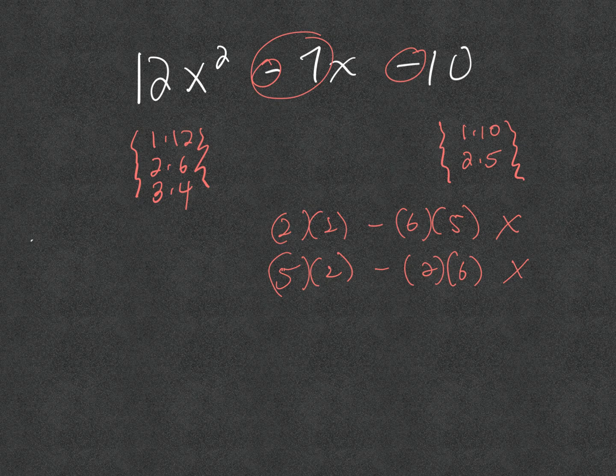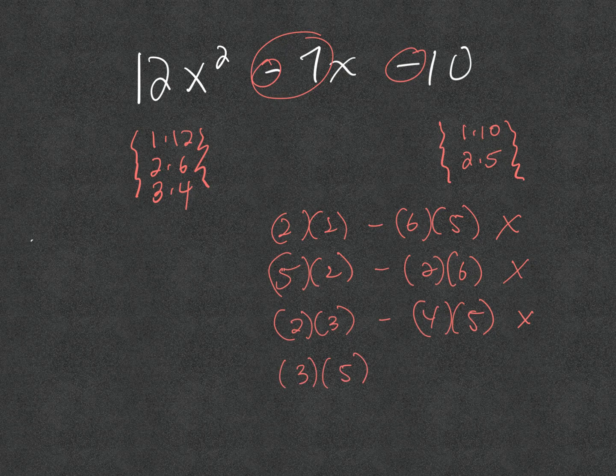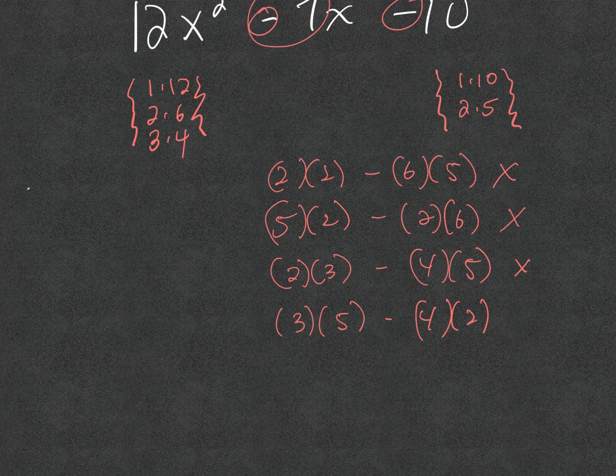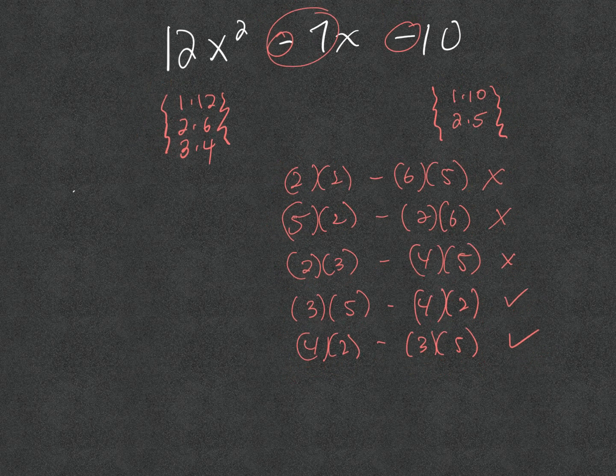So if I have 2 times 3 minus 4 times 5, does that work? No. Okay, well, what if I did a 3 and a 5 combination? So we did 3, 5, and I did a 4 times a 2. Or better, so I know this is going to work, right? Better if I had put 4 times 2 minus 3 times 5. I know that's going to work. Bingo. Okay? Because that gives me the negative 7 in the middle.